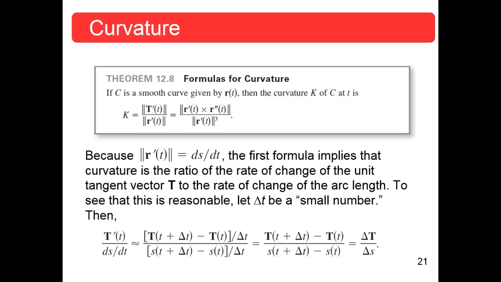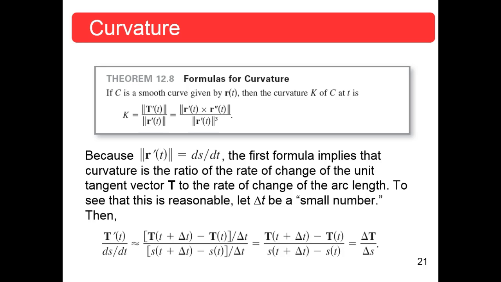Okay, if I can get back to, there they are. The first formula implies that, because r prime of t is your ds/dt, the derivative of your arc length parameter, you can think of it as the magnitude of the velocity vector, which is a speed, and that's your ds/dt. The first formula implies that the curvature is the ratio of the change in the unit vector to the change in the arc length. The ratio of the change in the unit vector relative to the change in the arc length.